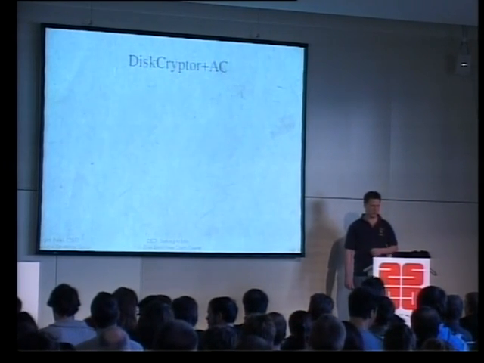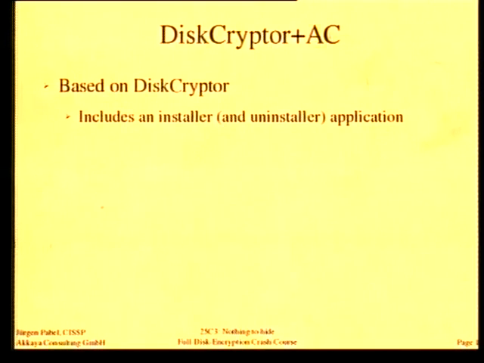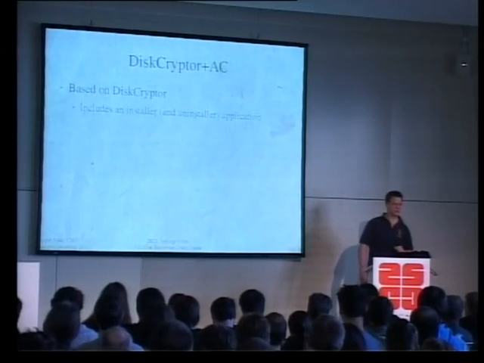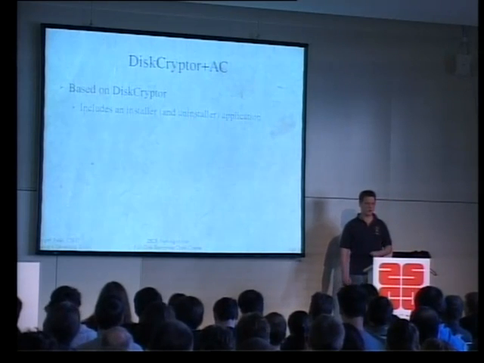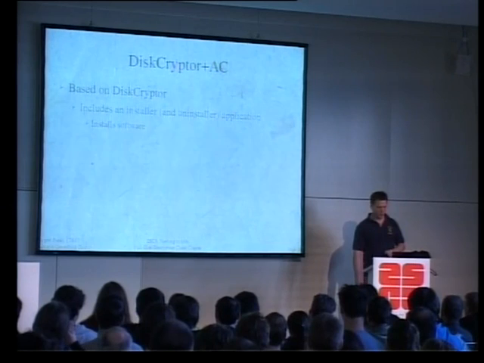Right now it's called +AC, based on this cryptor. And the one point, it includes an installer and uninstaller. So you're guided through the installation to the point where you say, which drive do you want to encrypt? What's your password you want to use? Okay, let me go encrypt the disk, and you can give this to your mother and she'll know what to do.